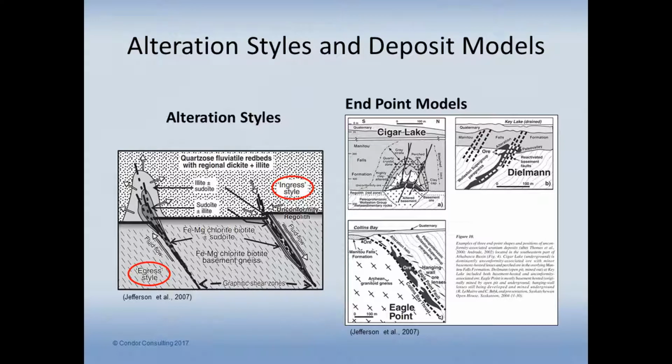Okay, so we've seen this figure before. Two types of uranium deposits in the basin, formed by either hydrothermal fluids coming out of the basin, coming out of the basement or into the basement, mineralization forming in the basement or at the unconformity, or a mixture of the two. And the endpoint models then being an egress type mineralization and alteration halo at Cigar Lake, ingress type at Eagle Point, and a mixture of Key Lake and the Dillon ore body.